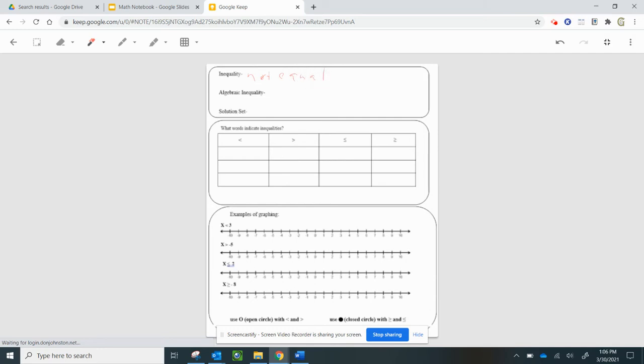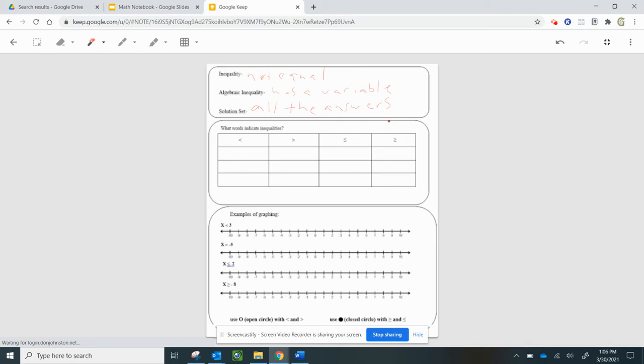An algebraic inequality has a variable. So that's kind of the connection to what we've been talking about, right? And when you see the word solution set, that would be all the answers. So down here you can see there's our 4 symbols, right? We have this one, which is called less than. We have greater than, less than or equal to, and greater than or equal to.